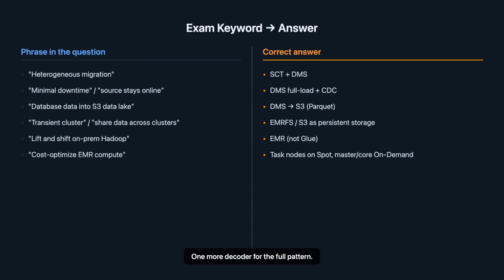One more decoder for the full pattern. Heterogeneous migration means SCT plus DMS minimal downtime, or source stays online means DMS full load plus CDC.